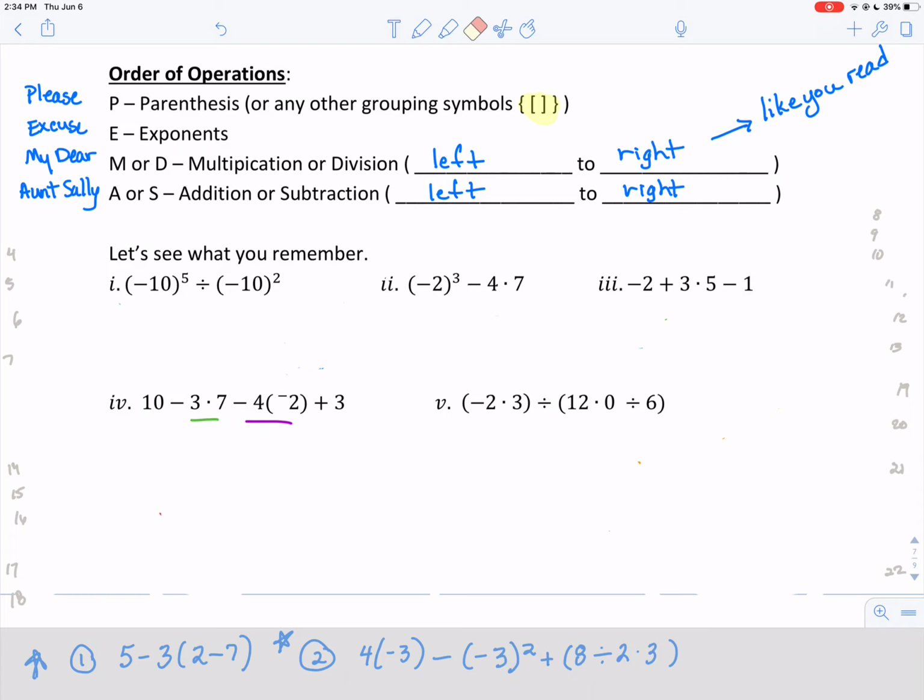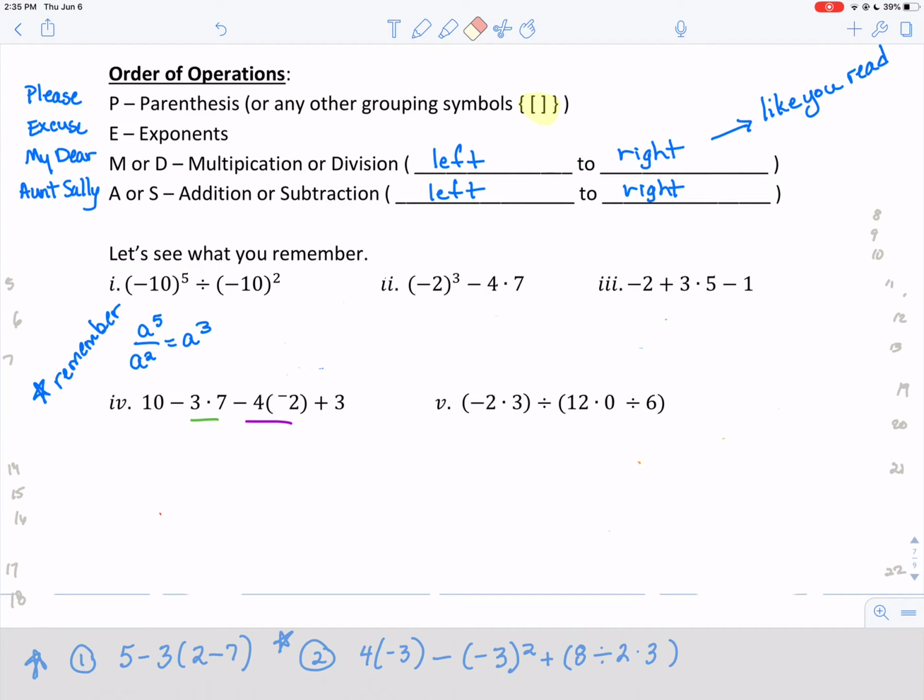So let's use this order of operations to work these 5 problems. So the first one, we need to remember something in order to do it. Remember a to the 5th divided by a to the 2nd? You just subtracted your exponents and you kept the base the same. You will do the same thing with this one, except instead of an a, it's negative 10.